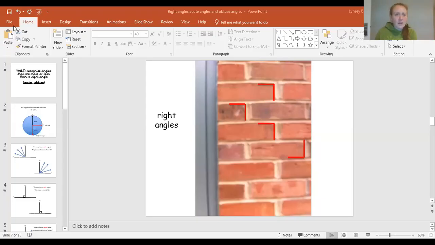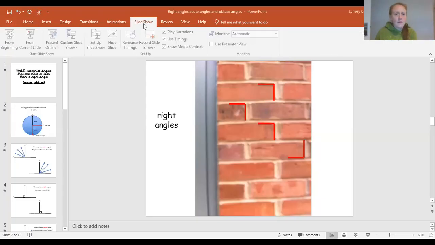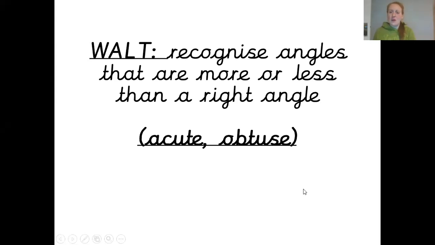So our WALT today, and I'm going to share a PowerPoint with you to go over this with you. And we've got a little video to watch as well, like we have done the last couple of days. So our WALT today, let me get it up on the screen for you, if I can find it. It's always so difficult to navigate here. I'm just going to go from the beginning. Bear with me. Here we go. Here's our WALT. Our WALT today is to recognise angles that are more or less than a right angle.